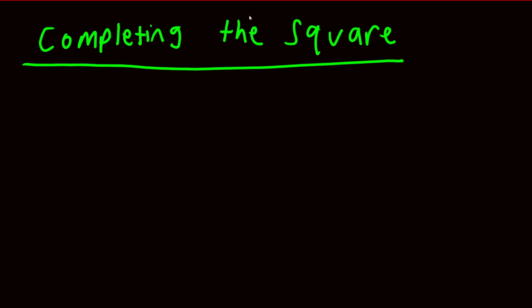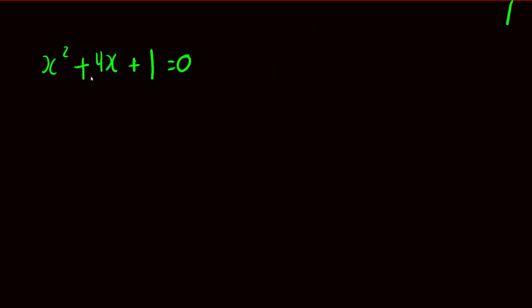Hi guys, today we're going to be doing completing the square, which is really helpful for questions in the SAT or just quadratics in general. So, let's go on to the first question. x squared plus 4x plus 1 equals 0.